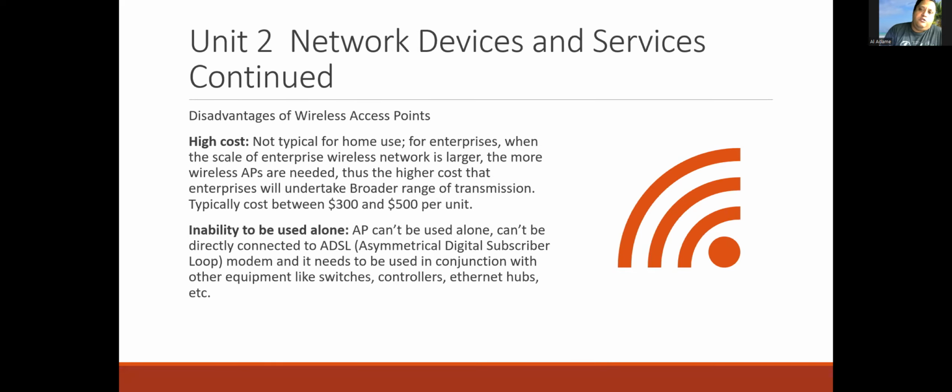Inability to use alone. APs can't be used alone. They can't be directly connected to an ADSL, asymmetrical digital subscriber line, modem, or just a DSL modem. It needs to be used in conjunction with other equipment like switches, controllers, and Ethernet hubs. So if you were to use these at home, you need to have a switch, and a controlling hub, then an Ethernet hub, then a server. Do you want to go through all that just to get internet at home and make it super strong so you can reach the end of the block? I don't think so. Sounds expensive too. Not up my alley, guys.